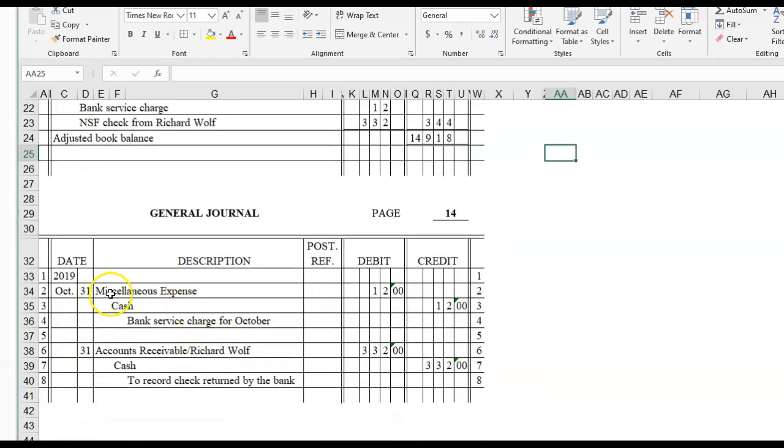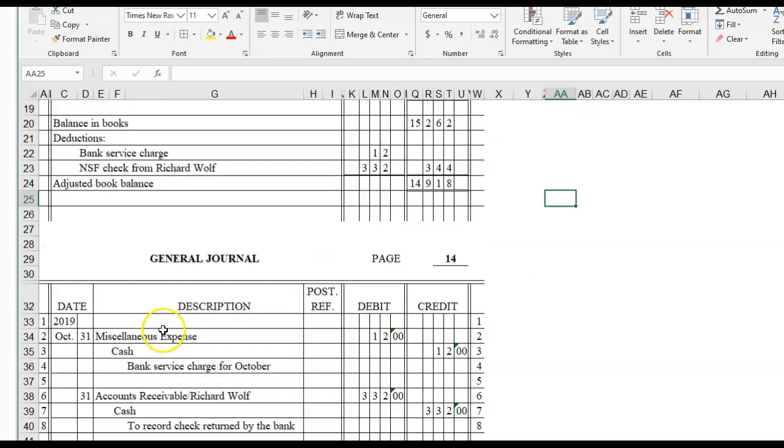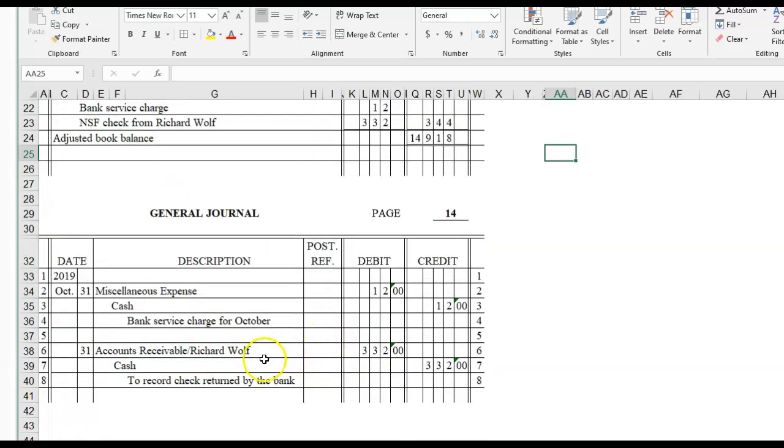So we could record that. Sometimes they do bank fee expense. In this case, they wanted you to do miscellaneous expense for $12 and cash for $12, obviously, because you have $12 less cash. This has to go back into accounts receivable because he didn't really pay it because the check bounced. So you take Richard Wolf and put him back in accounts receivable for $332, and then you credit the cash that you did not receive from him into the credit account. So making the general journal entries is always going to be something that you have to do when you do these bank statements.